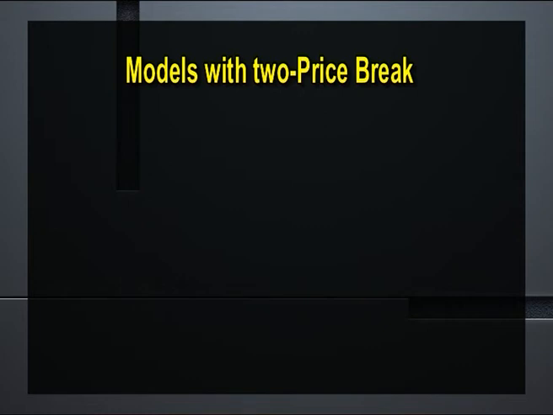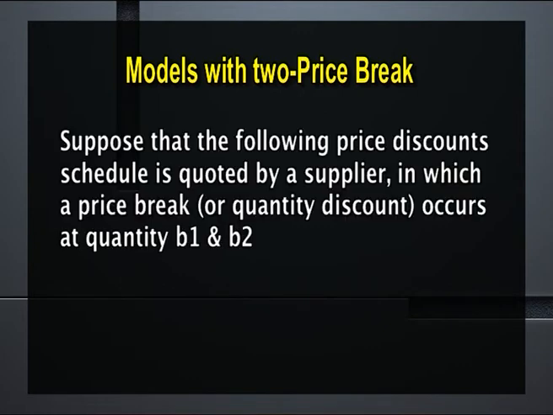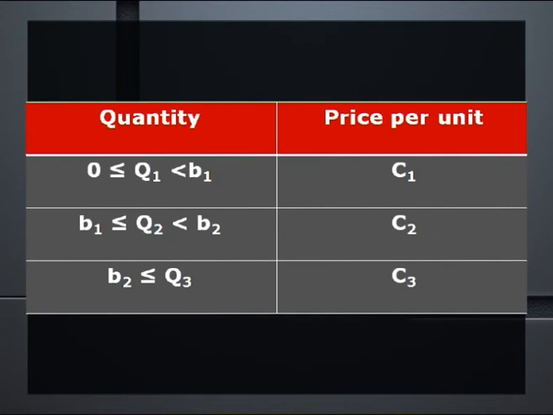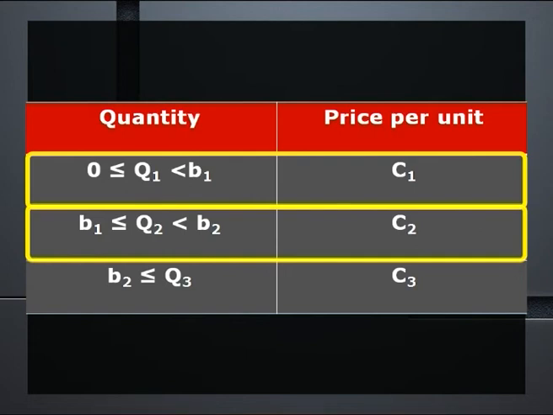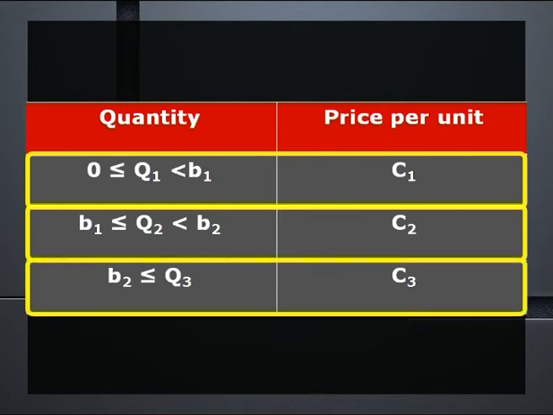Now coming to the model with two price breaks. Suppose that the following price discount schedule is quoted by a supplier, in which a price break or quantity discount occurs at quantities B1 and B2. This means for quantity 0 ≤ Q1 < B1, the price per unit is C1. Then for B1 ≤ Q2 < B2, the price is C2, and for B2 ≤ Q3, the price per unit is C3. Notice that C3 < C2 < C1.